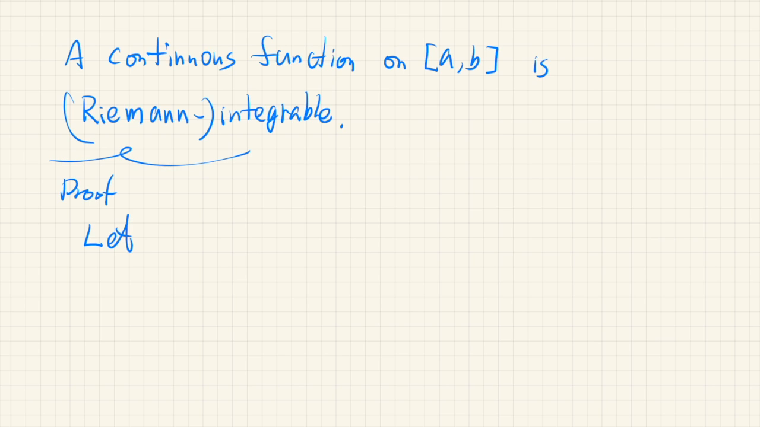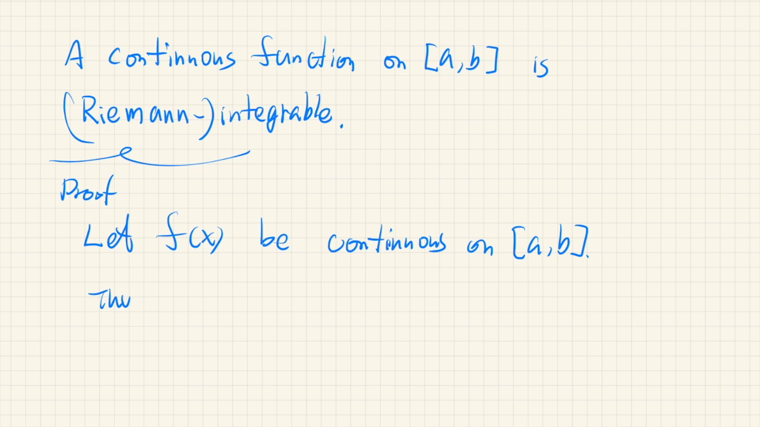First, let f of x be a continuous function on this closed interval. And as we know, any continuous function on a closed interval is also uniformly continuous. So thus, f of x is uniformly continuous.